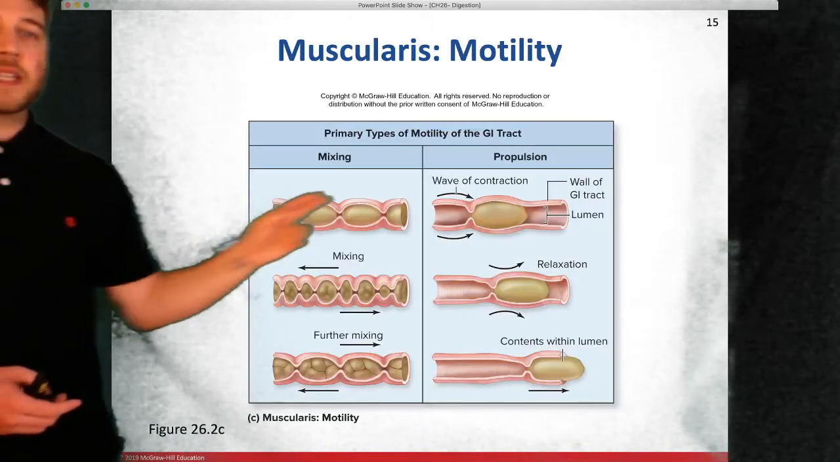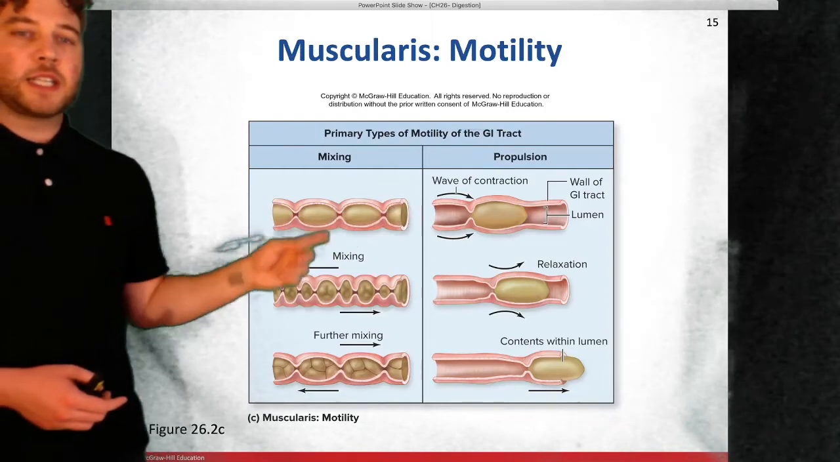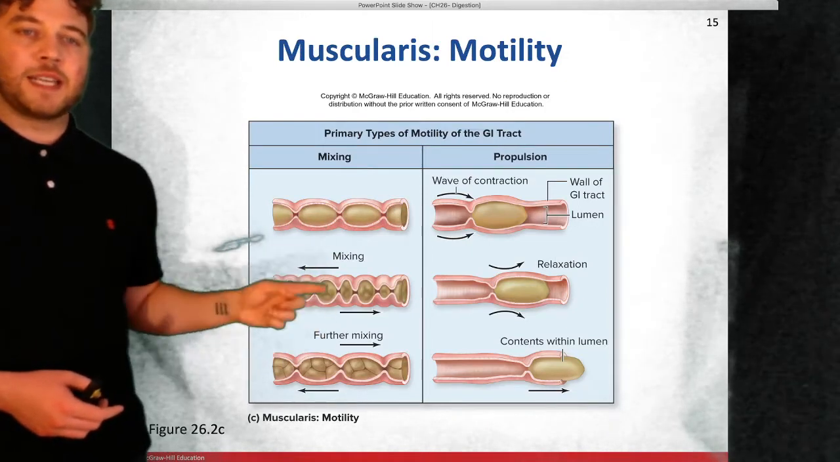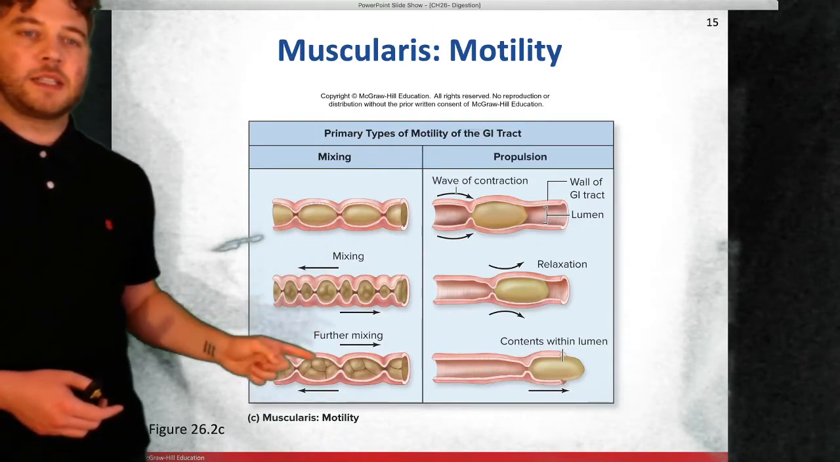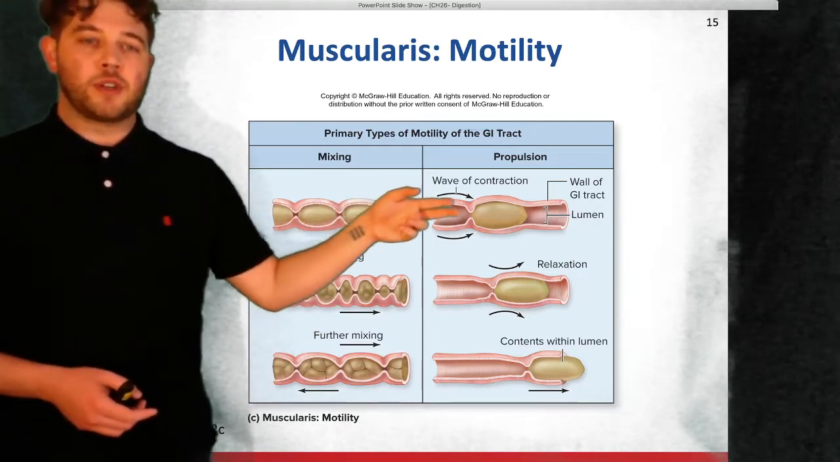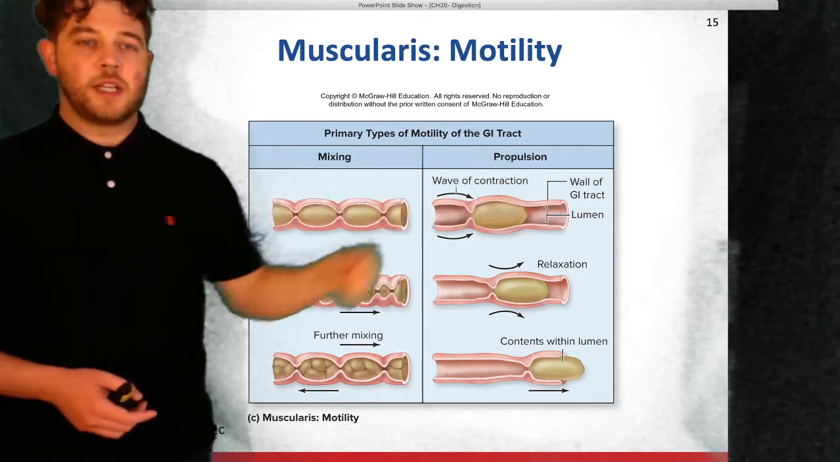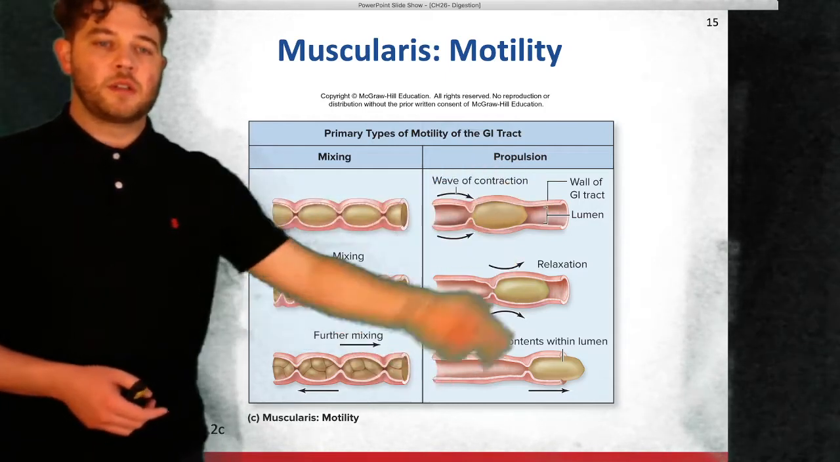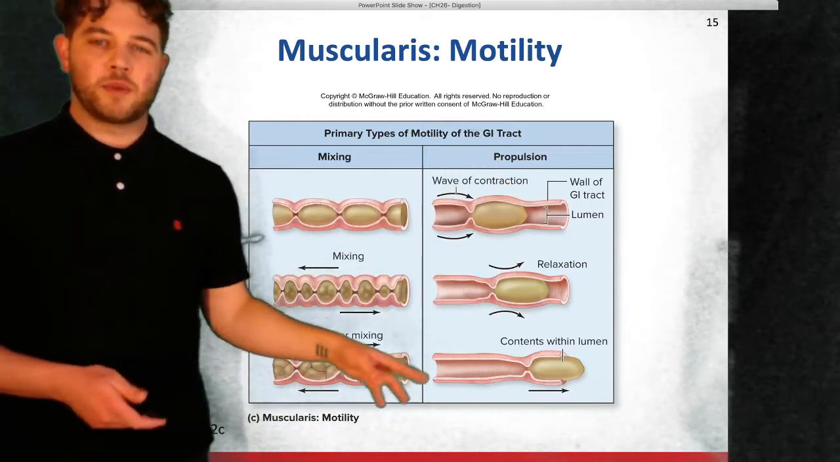So here is your mixing and your propulsion. You can see it can kind of go back and forth, and as it does, it gets further segmented until it gets broken down even more. And then you can have your circular and longitudinal muscle. They work together to push the contents through. We'll get into this a little bit more.